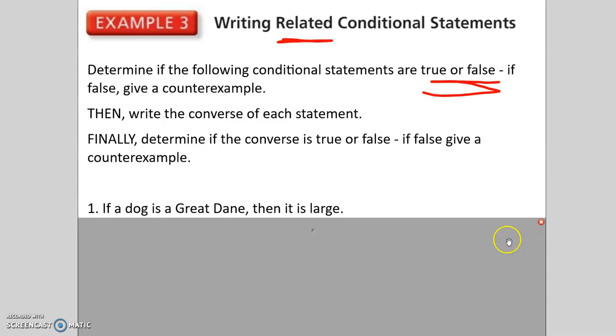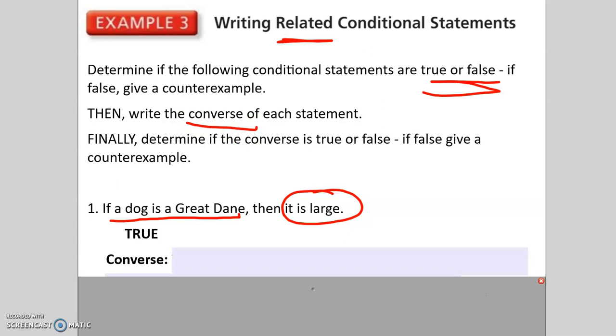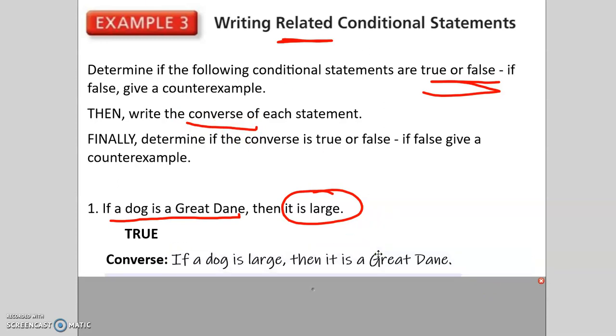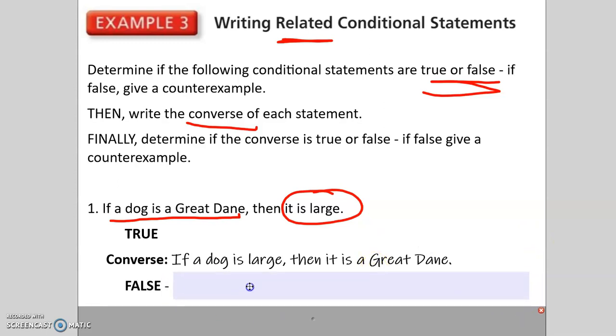Here we go. Here's our first one. If a dog is a Great Dane, then it is large. Now that's true, right? You know Great Danes, they are large dogs. Now let's write the converse. So it's helpful if I underline. So here is my hypothesis and there is my conclusion. So a converse tells me to flip it. So my converse statement says, now, what do you think? If a dog is large, then it is a Great Dane. Now is that statement true or false? That statement is false, right?